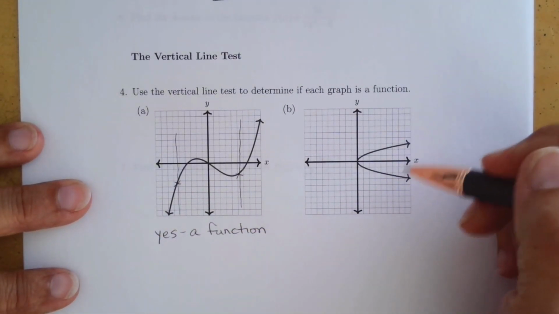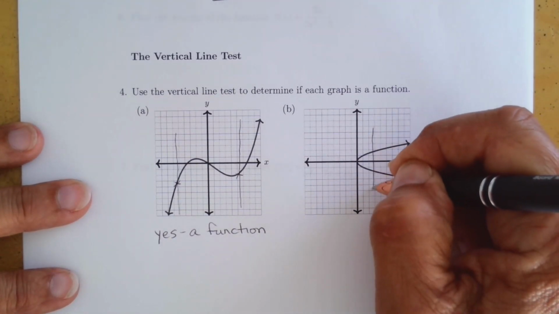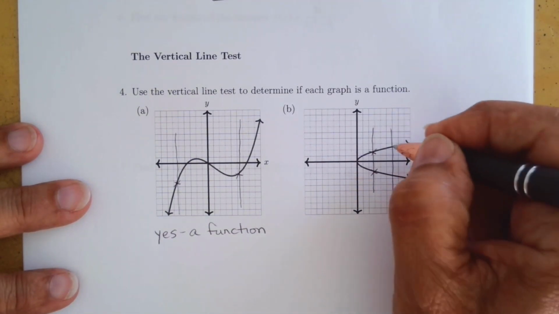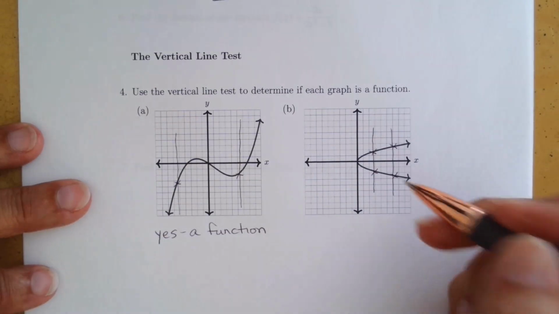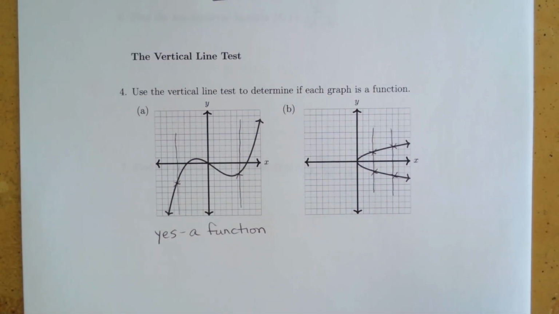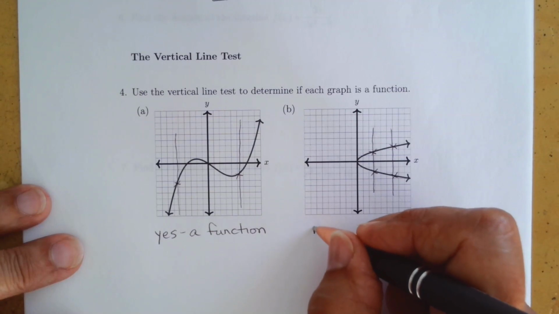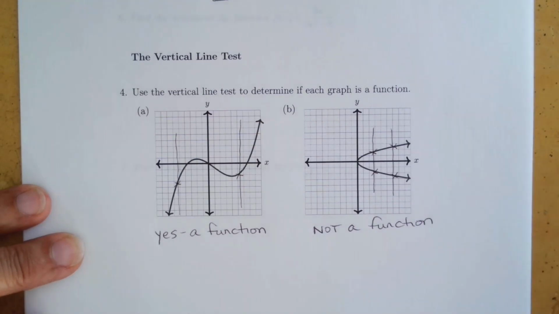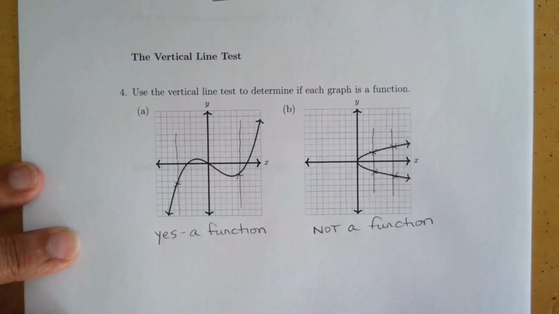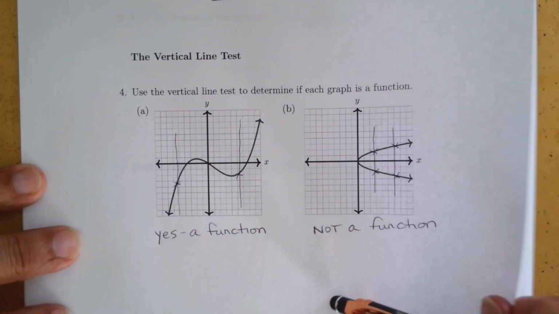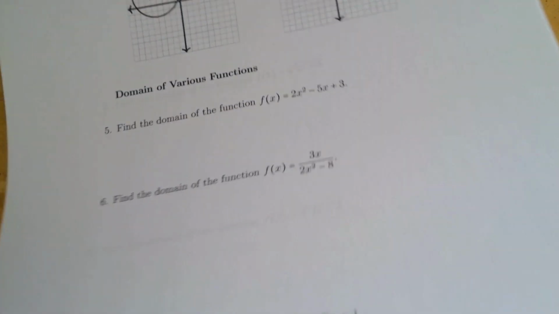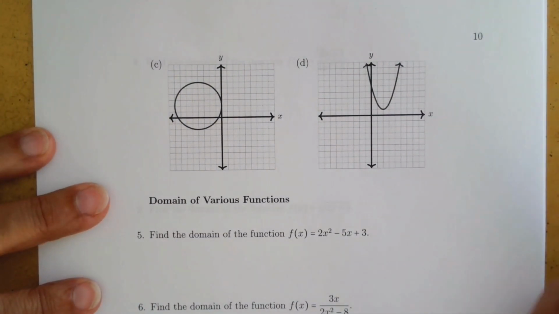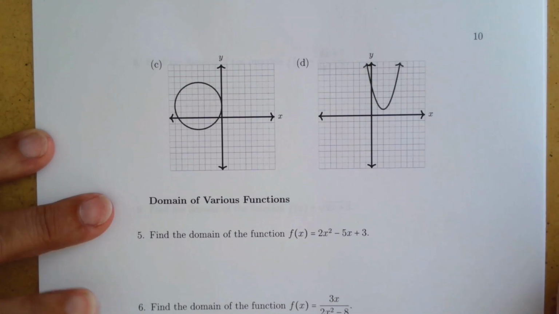If you look at part B, if you draw any vertical line through this graph, it's going to touch that graph in 2 places. Anywhere you do that, you're going to get 2. And you only have to find 1. As long as you find just one vertical line that crosses in 2 places, it is not a function. So this is not a function. The vertical line test is really nice because if we don't have an equation listed out where we can actually see what we're working with, that's a great way to be able to tell if it's a function or not.